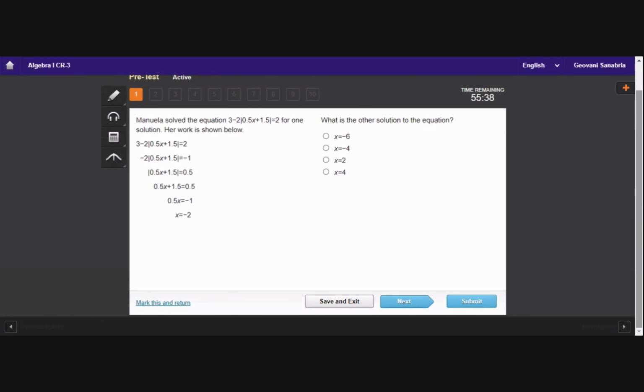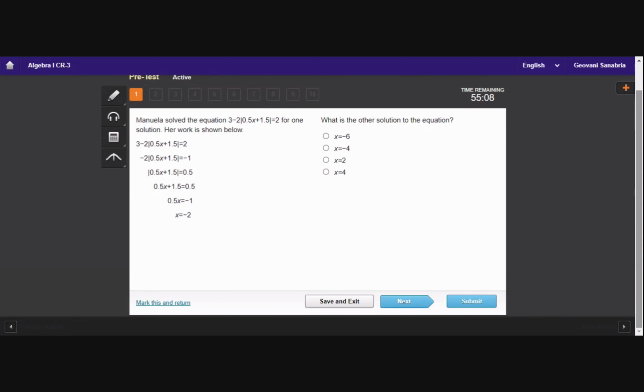I got negative 3 again. Well, it should be positive 3, because the absolute value of 1.5 is positive 1.5. So you do 2 times that 1.5, that gives you positive 3. But then you're doing 3 minus that. So it'd be 0. So that one doesn't work.